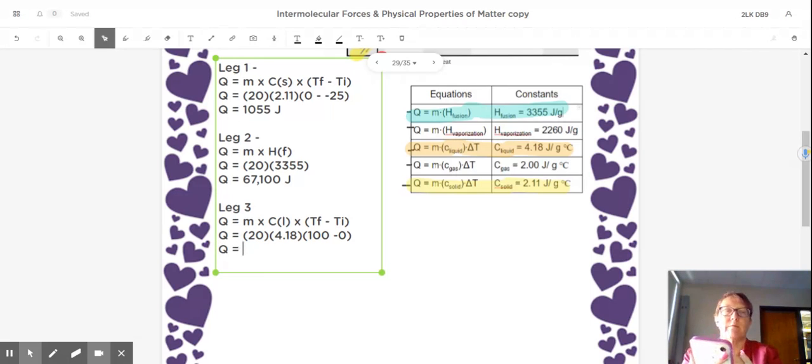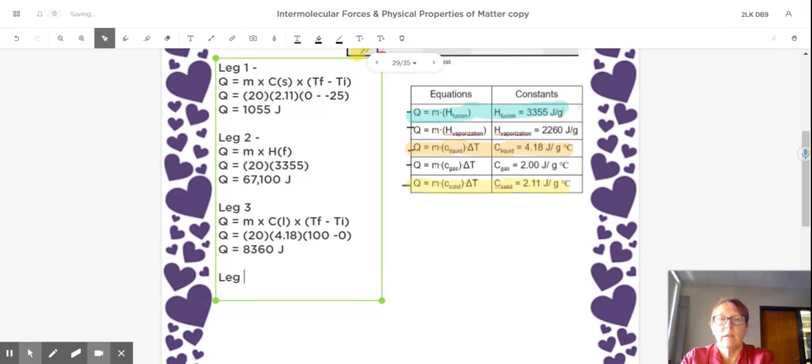All right, so if I plug all of this into my calculator, I will get 20 times 4.18 times 100. So I get Q is equal to 8,360 joules for leg 3.